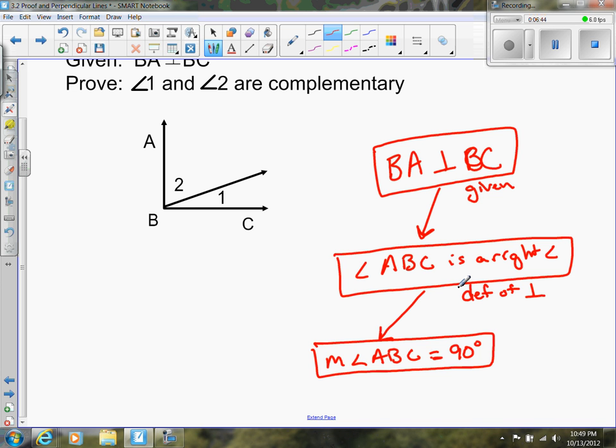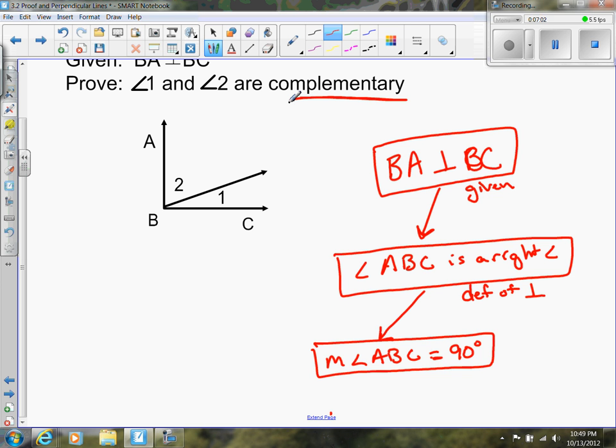I know I make this look really easy, but I know my definitions, I know my theorems, and if I know something's perpendicular, what do I know about that? Well, it's a right angle. If I know it's a right angle, what do I know about that? Well, it measures 90 degrees. And now I get to the measures 90 degrees, I'm asking myself, how does that help me get to complementary?